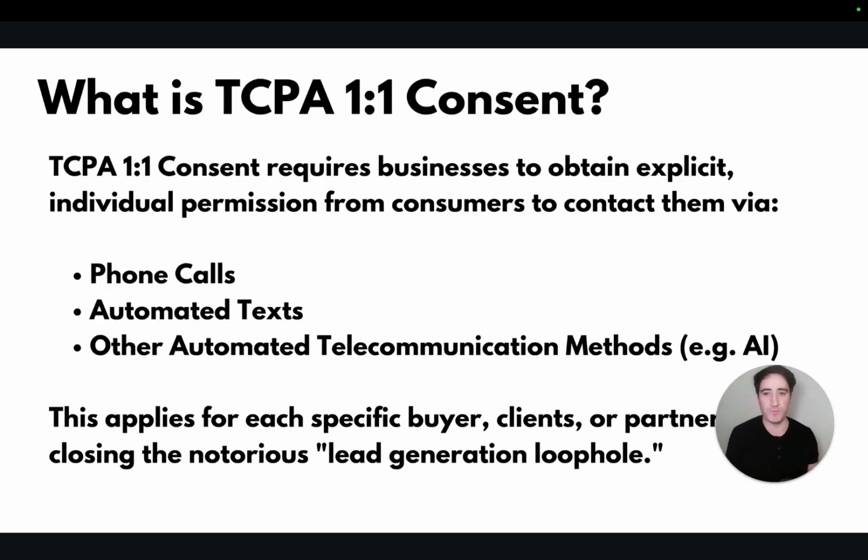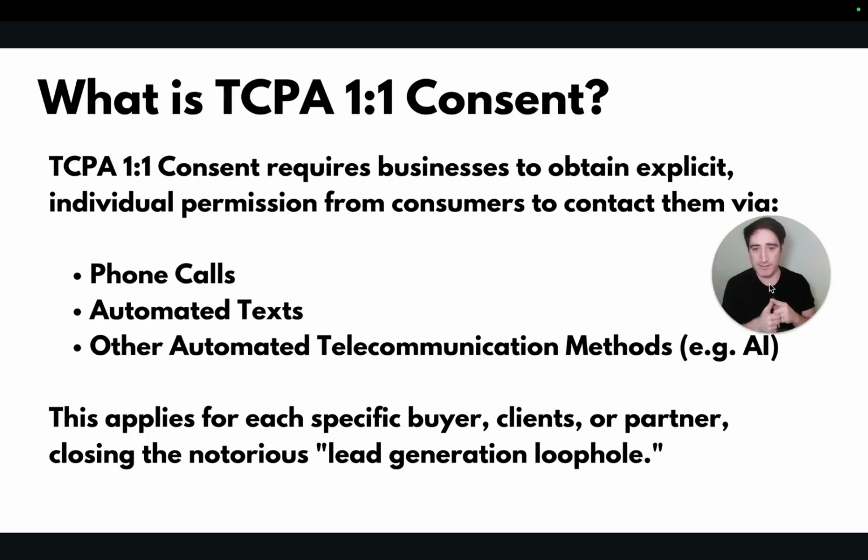So what is TCPA one-to-one consent? It requires businesses to obtain explicit, individual, and that's key, individual permission from consumers to contact them via phone calls, automated texts, and other automated telecommunication methods such as AI. If you're sending leads to buyers, clients, or partners who are using those communication methods, automated phone calls, it says phone calls, but it needs to be automated through an automated dialing system, automated texts, and other automated telecommunication methods such as AI, then this applies to you.